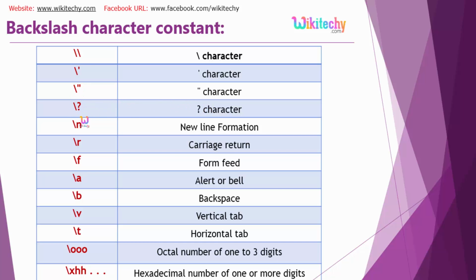Backslash question mark is question mark character. \n, new line. \r, carriage return. \f, form feed. \a, alert or bell. \b, it's backspace. \v is vertical tab and \t is horizontal tab. \ooo, octal number of 1 to 3 digits, and with the \x, it's hexadecimal number of 1 or more digits.